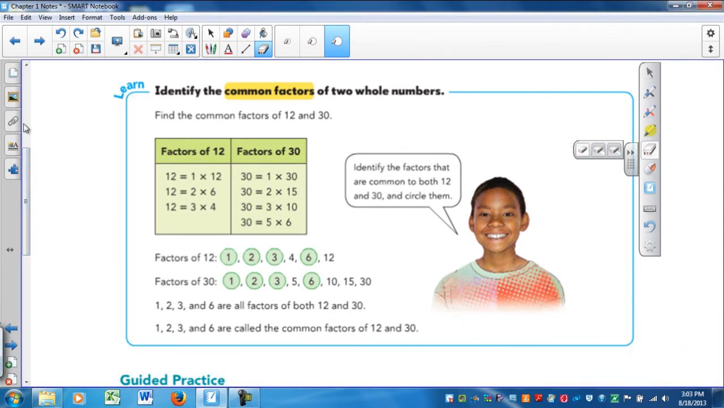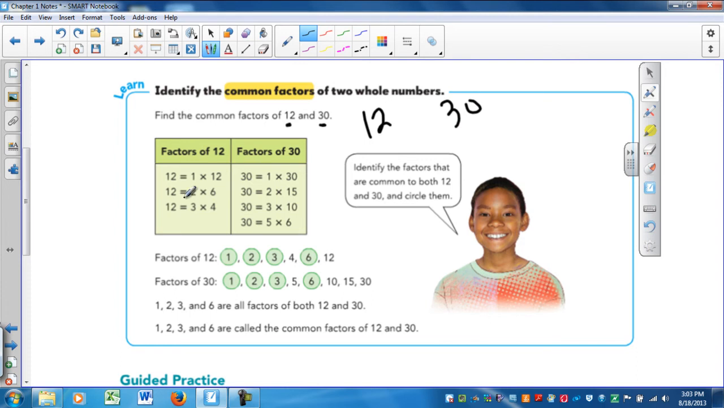All right, you can see they already did the work for you, so just check it out. They gave you two numbers and said to find the common factors, in other words, the factors that they share between the number 12 and the number 30. You can see they just listed out the factors. They figured out that 1 times 12 is 12, 2 times 6 is 12, 3 times 4 is 12. So they listed them right here.